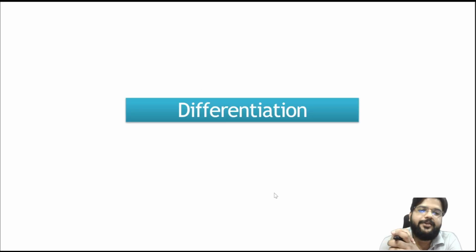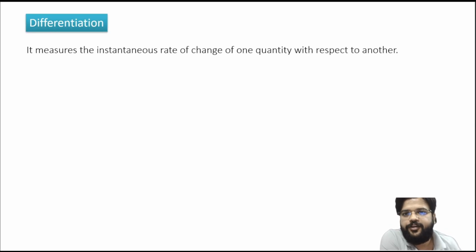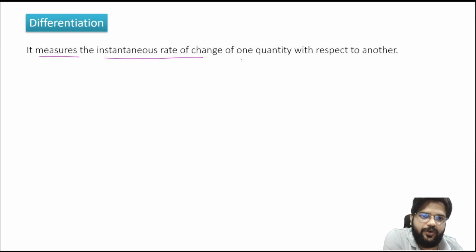So first of all, we will discuss differentiation, everyone. Let's see the definition of differentiation. It measures the instantaneous rate of change of one quantity with respect to another. So here we are finding rate of change, but we are measuring instantaneous rate of change, everyone.